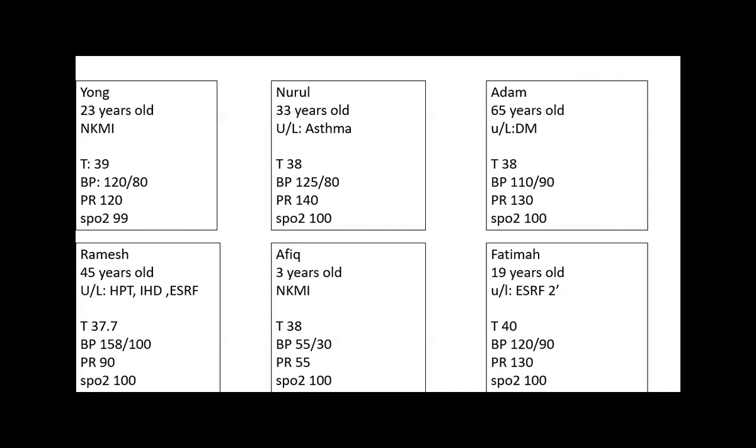Because the pulse rate is high. Pulse rate is high. Yung also high, also 120. Adam also high, 130. Why did you choose Nurul? Pulse rate 140. Any other reason with the abnormal pulse rate? The patient is also having fever. Oh, I have a patient also having fever. Yours also has fever, 39 degrees with a pulse rate 120. Fever 39, more terrible. Why did you choose Nurul?